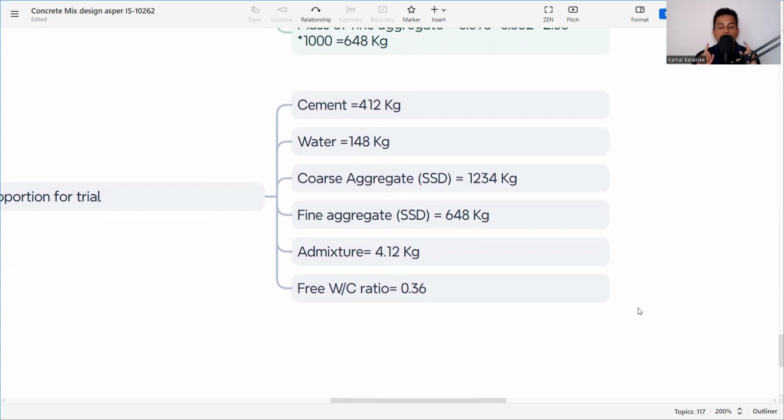Now I am getting my mix proportion. Now what do we need to do? We need to do the trial, and we need to wait for the 28 days strength, so that we can verify whether this mix is as per the design or not.